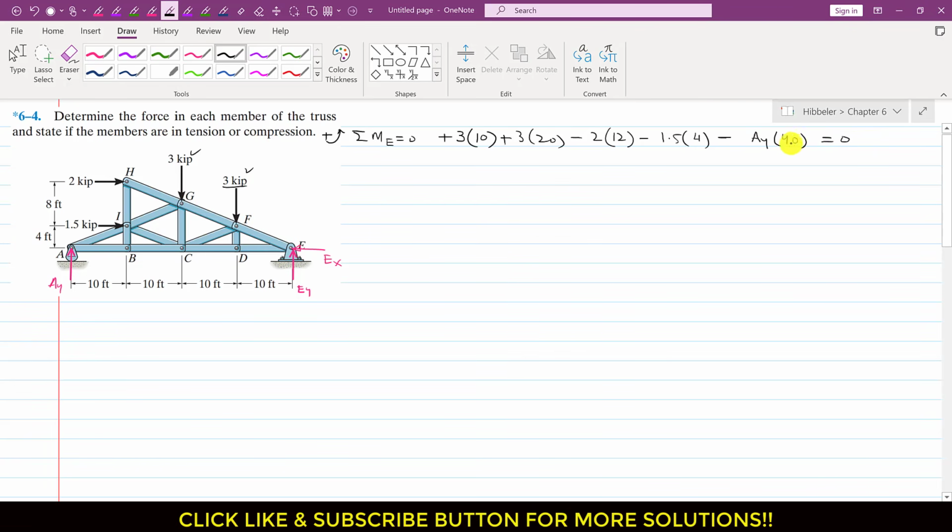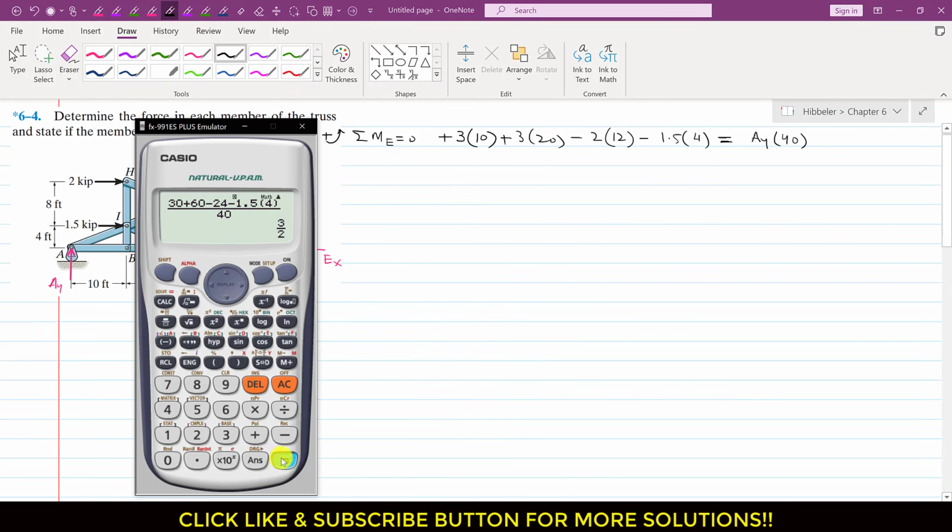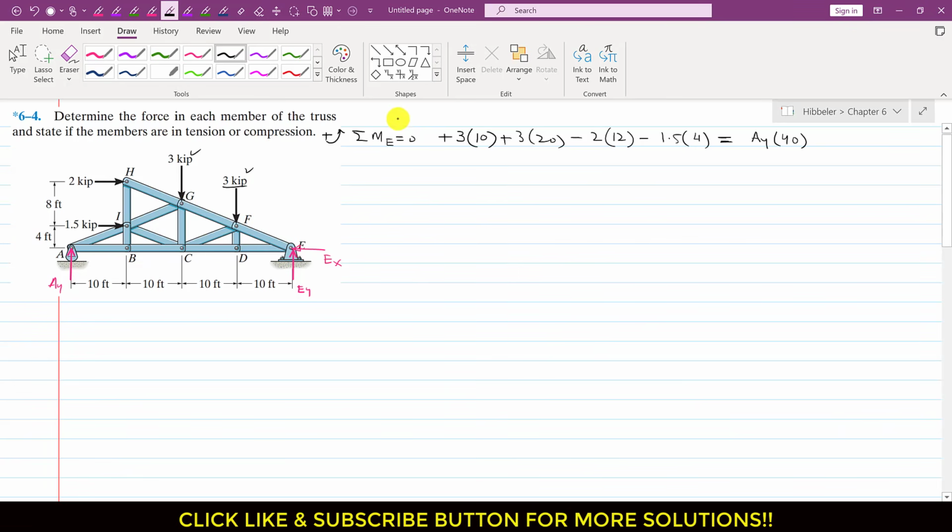If we bring this to the other side of the equation, it will become positive, so we will be left with this, and we can find it directly using a calculator. This gives us AY, which is 1.5 kip. I will write the result here: AY is 1.5 kip, and we can directly write that this force here is 1.5 kips.